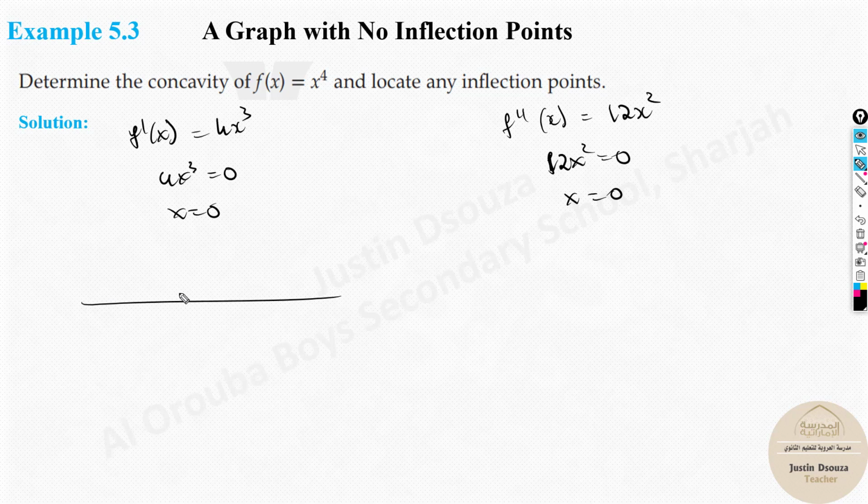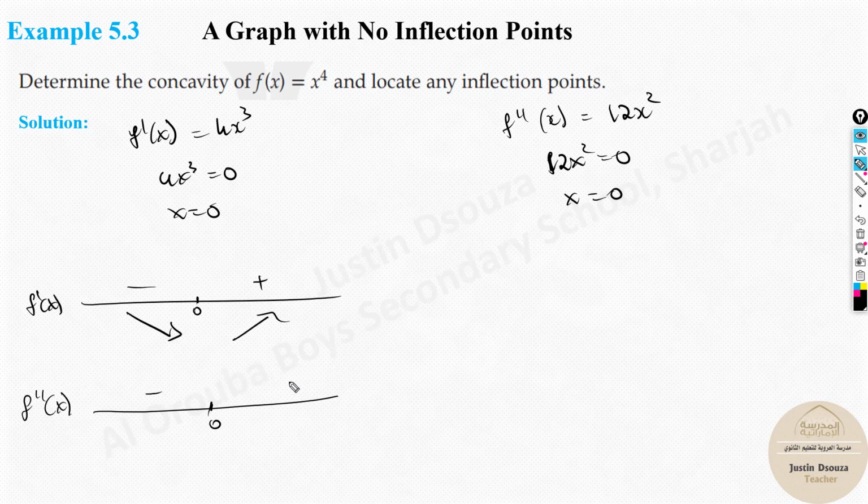Now let's do the number line for the first derivative of x. Here 0. We'll take a negative number. If you put a negative number, the negative sign sustains. It'll be minus. Here, the right side will be plus. So it's decreasing, increasing. Now what about the double derivative? 0 itself. This is 0. Let's take a point. Now here, what's the thing? The derivative is 12x squared, so it doesn't matter whether you take a negative or a positive number. It will be positive on both sides.